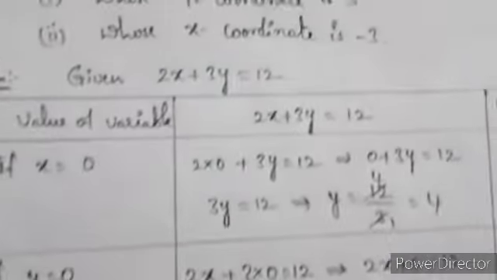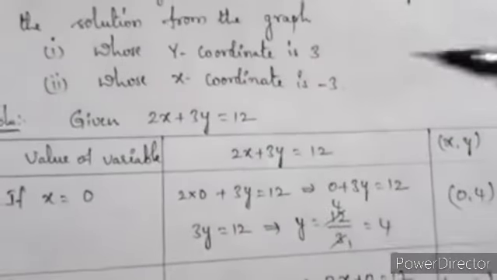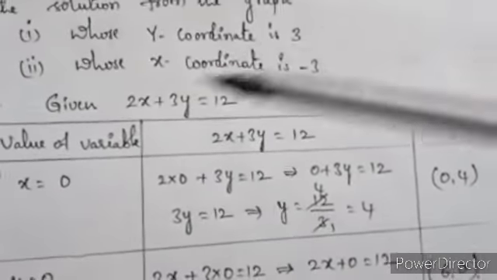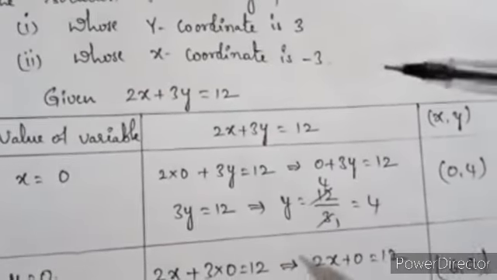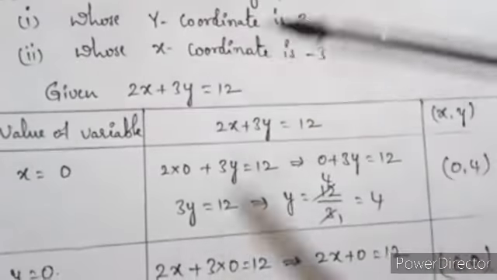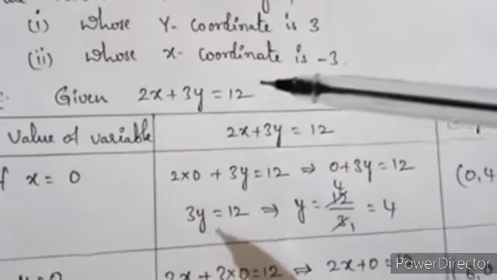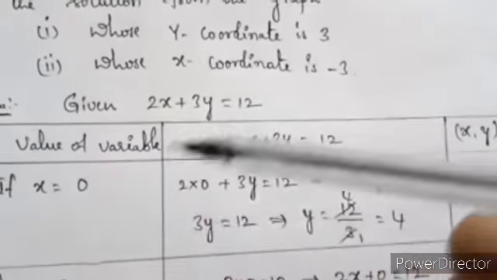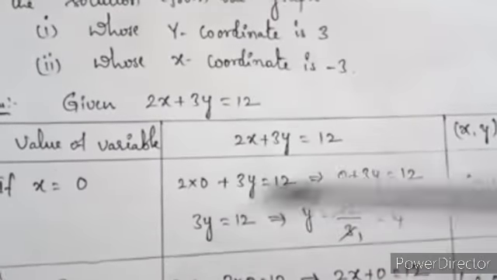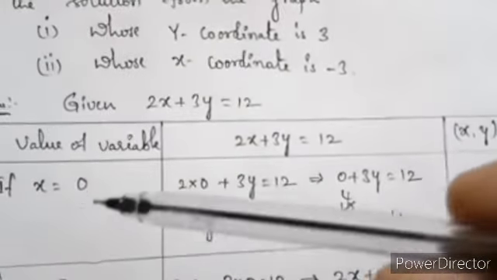Next, fifth problem. Draw a graph of the linear equation and find the solution from the graph: whose y coordinate is 3, and whose x coordinate is minus 3. First, take the given equation 2x plus 3y is equal to 12, and then we have to substitute a value for either x or y. So first I take x is equal to 0.